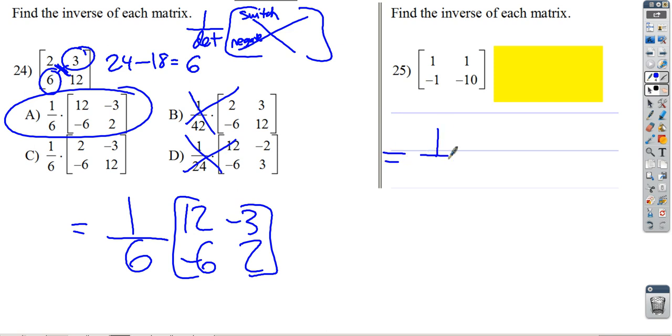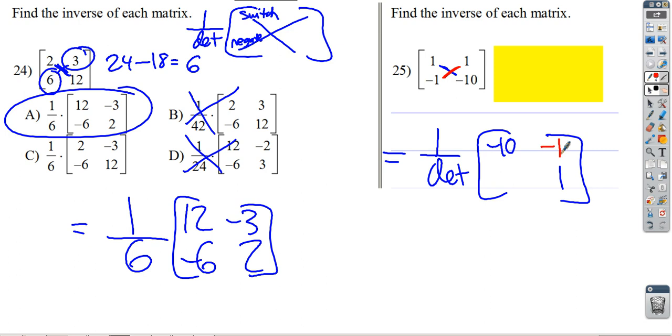Alright, let's do this one. This is again going to be 1 over the determinant. Switch the first, negate the second. Let's first switch these. So if I switch them, negative 10 is there and 1 is there. And then let's negate these. If I negate that top one, it's negative 1. If I negate the negative 1, it's positive 1.